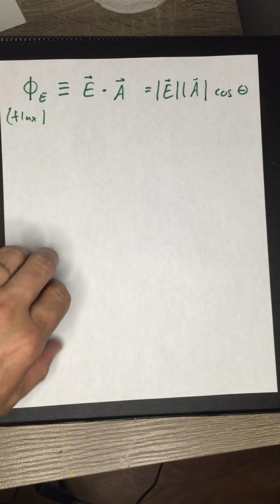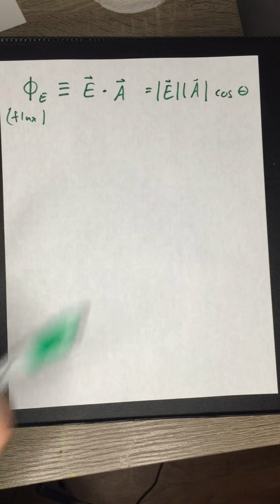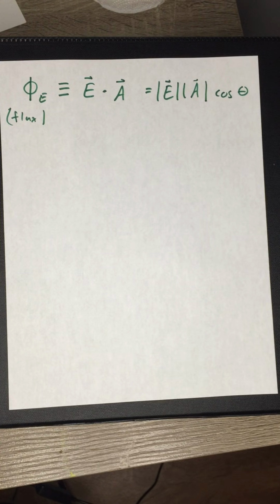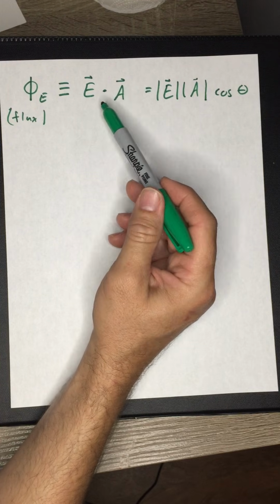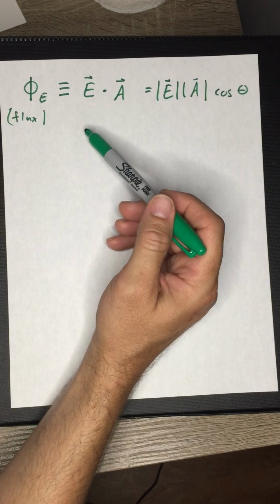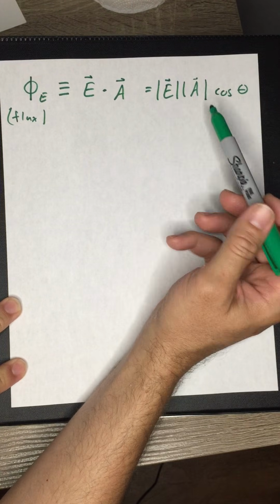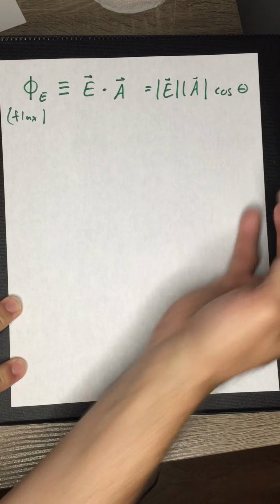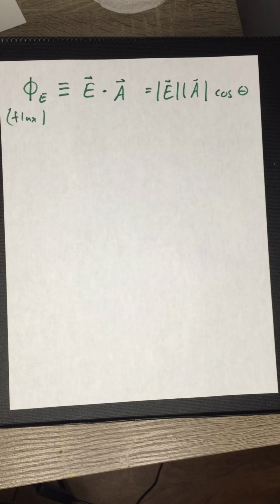Let me say this again because I keep saying the wrong product. Phi sub E is the electric flux. It's the amount of the electric field making it through some surface. That's going to be defined as E vector dot A vector, the dot product. The dot product itself is defined as this: magnitude E, magnitude A, cosine of the angle between E and A. Okay? That is the electric flux.